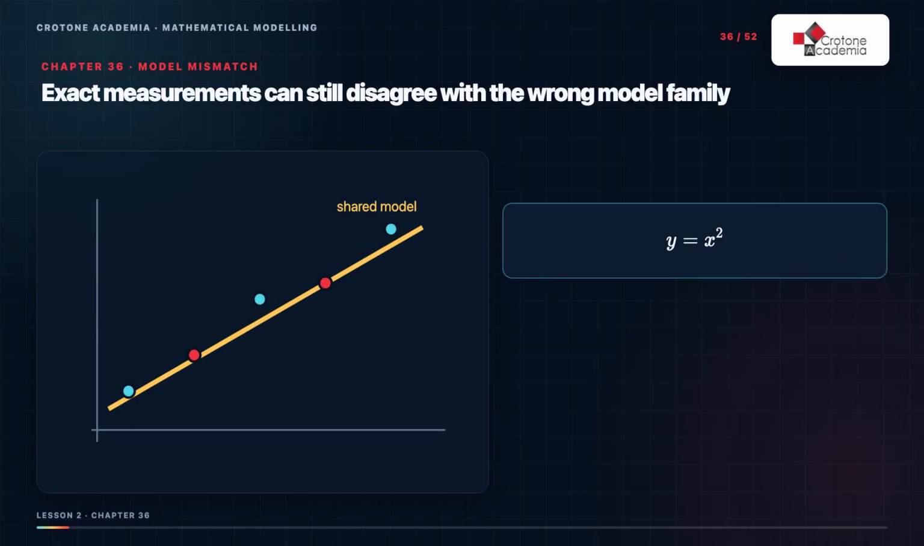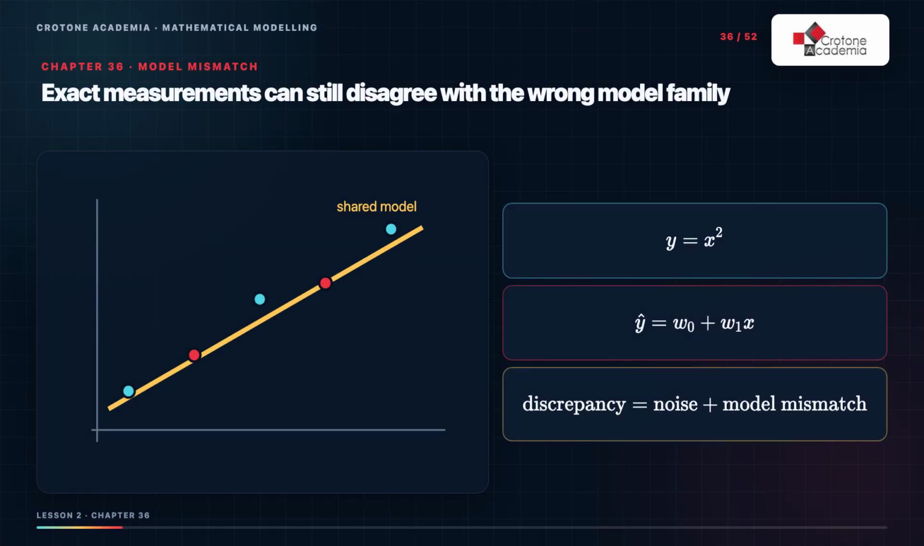Noise is not the only source of disagreement. Suppose the true relationship is y equals x squared, but we insist on a straight line. Even perfectly measured points cannot all lie on one line. That systematic discrepancy is model mismatch. The selected family is too limited to represent the pattern. In practice, an observation minus prediction difference may contain both unexplained variation and mismatch. More data can reveal the curvature more clearly, but no amount of data makes a line equal a genuine quadratic everywhere. Model choice and parameter estimation are separate problems.